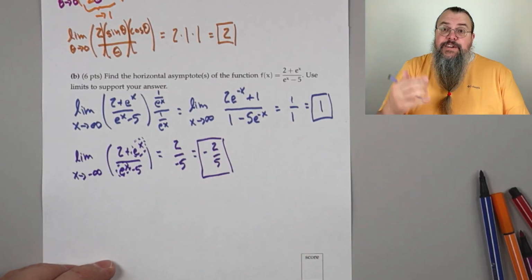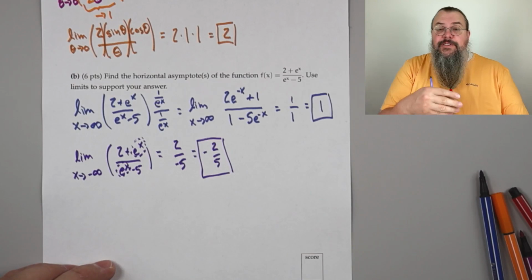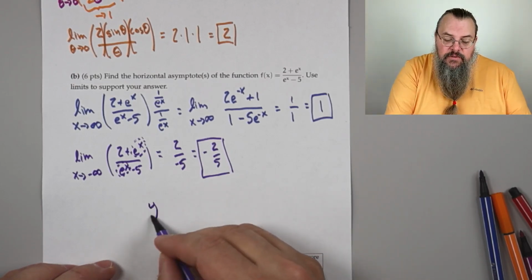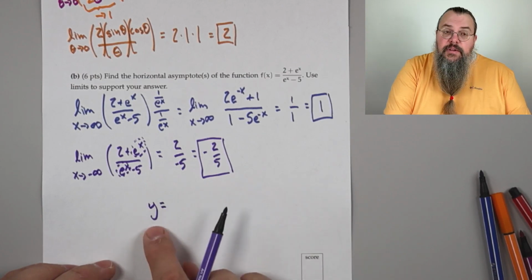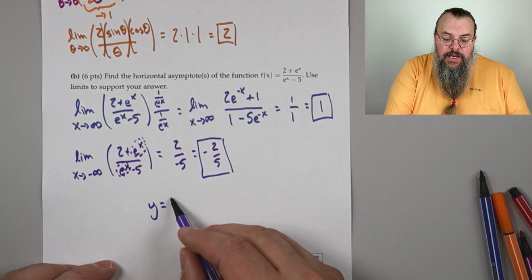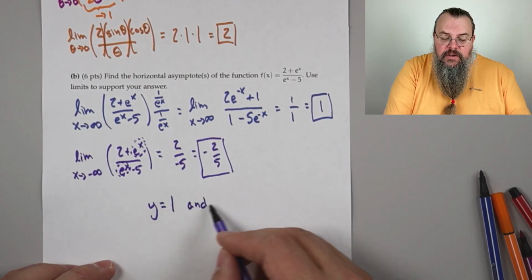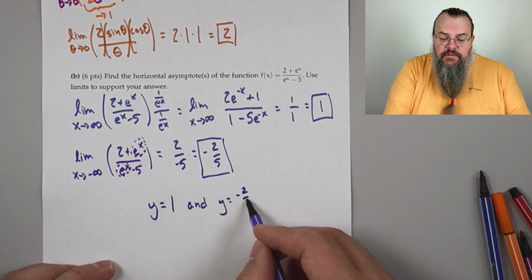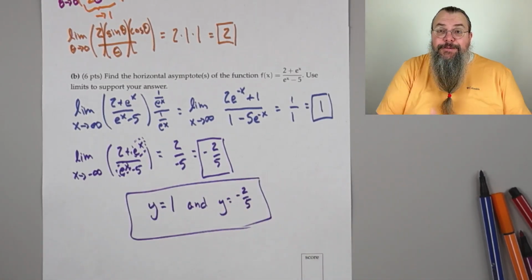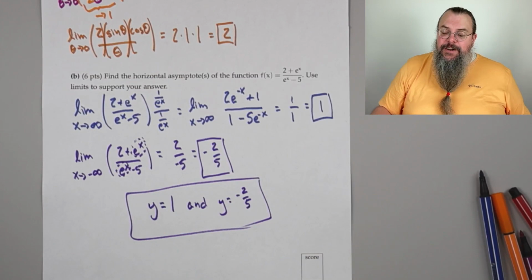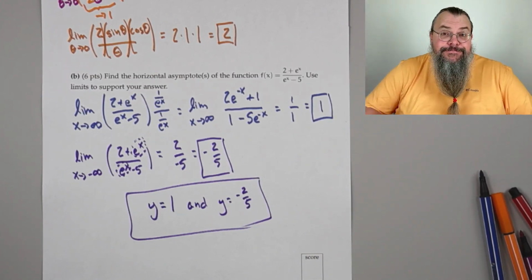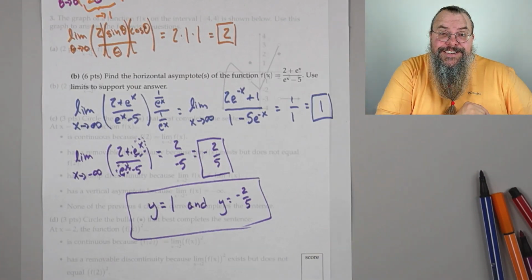And so we do, in fact, have two different horizontal asymptotes, depending on whether you go to positive or negative infinity. So we could just combine them together, because horizontal asymptotes are of the form y equals something: y equals 1, and y equals minus 2 over 5. And we're done. That's it. Good. All right, another problem finished. On to the next one.